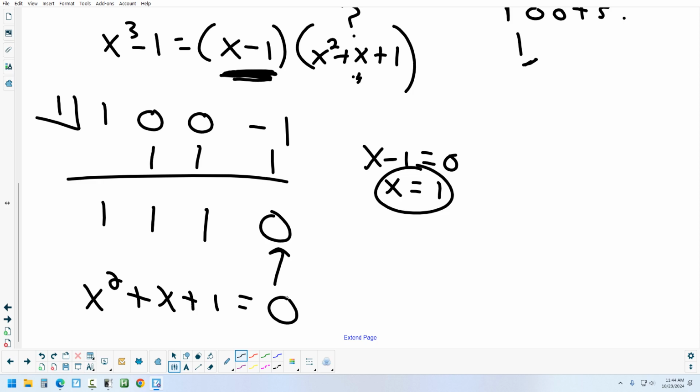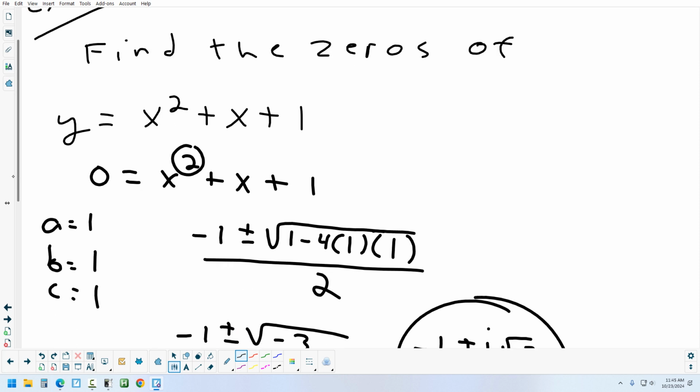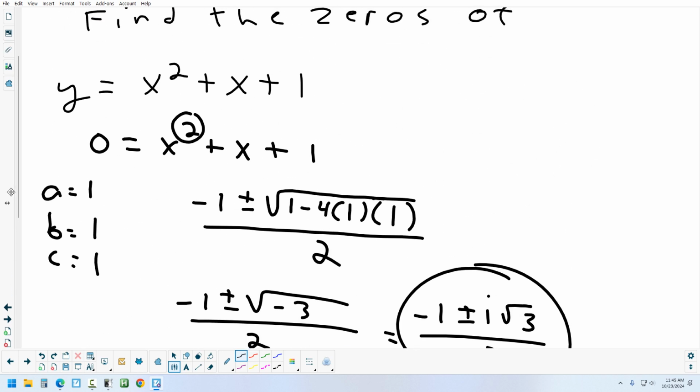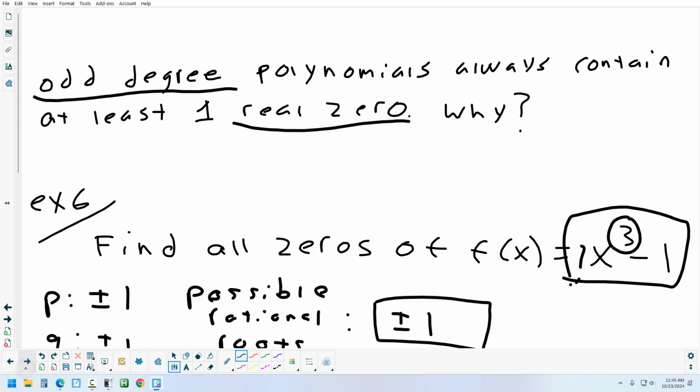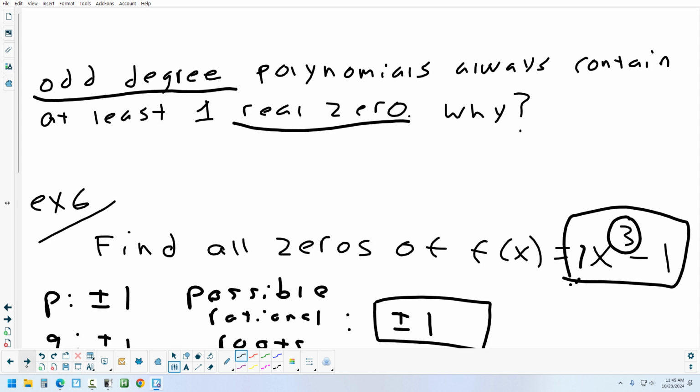But look at what we have. x squared plus x plus 1 equals 0. We've already solved that problem. When you solve that problem, that's what you get. So in the problem we're doing, you would need to do what we did right here. So the other two roots are negative a half plus or minus root 3 over 2i. What example was that? Example 4. That's how we did it.